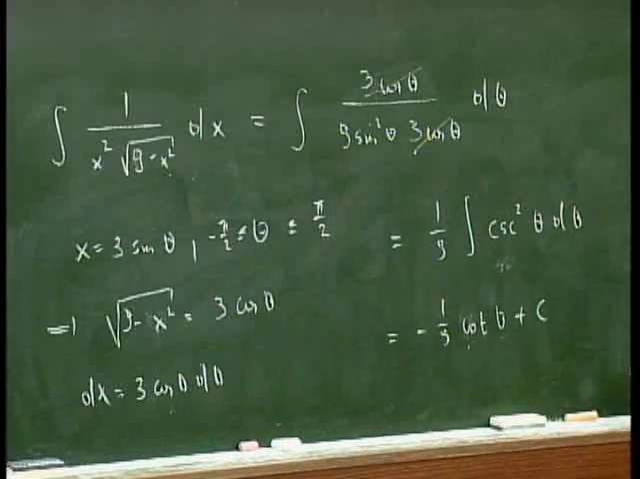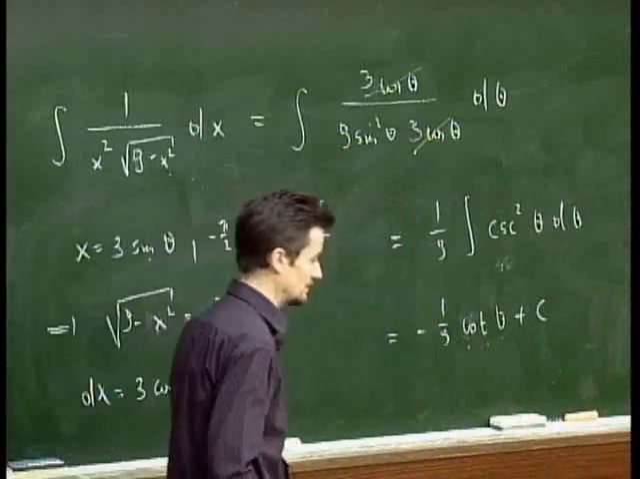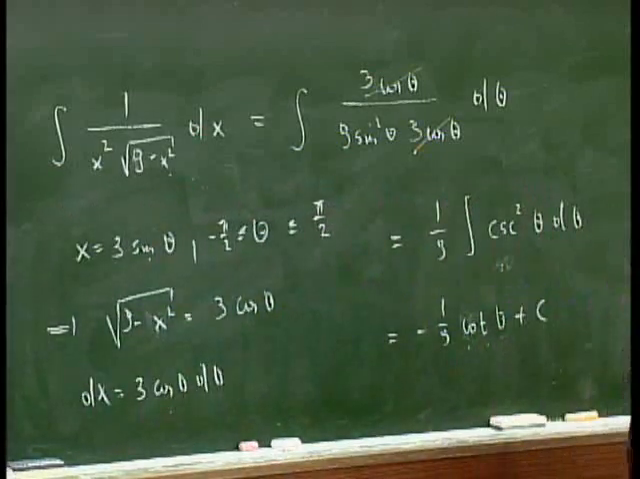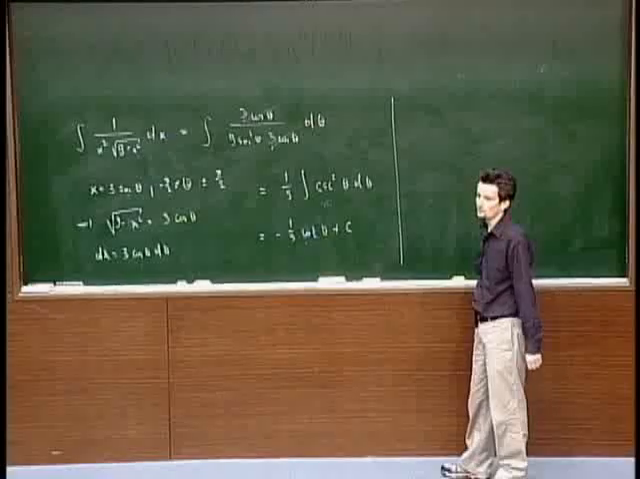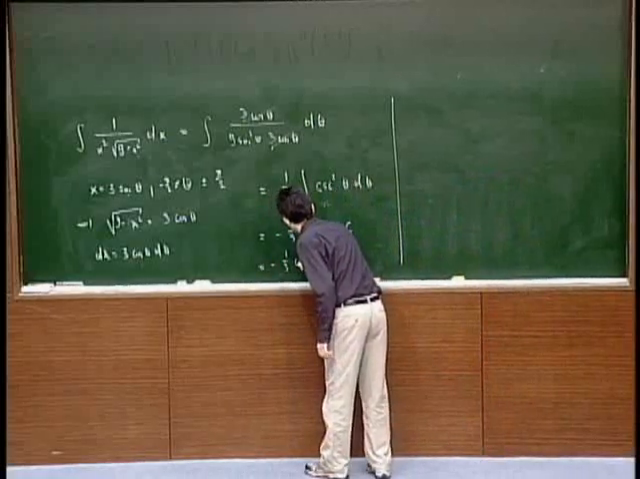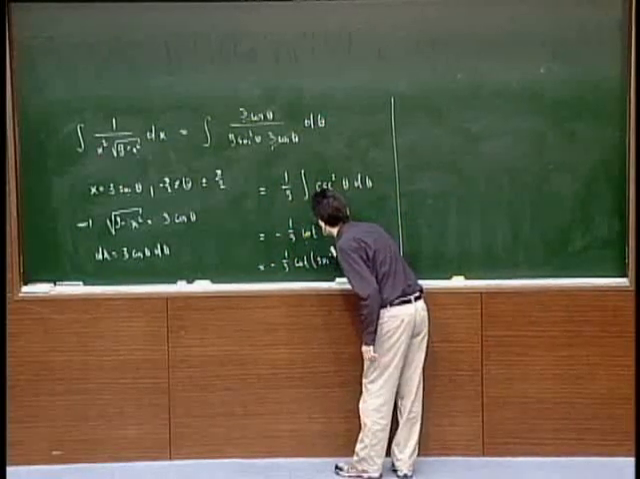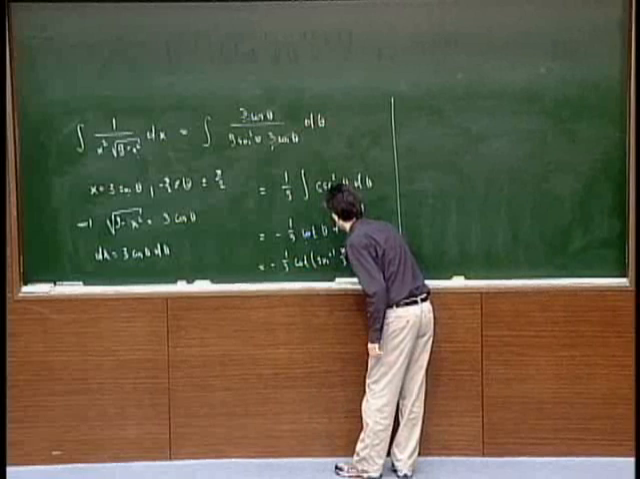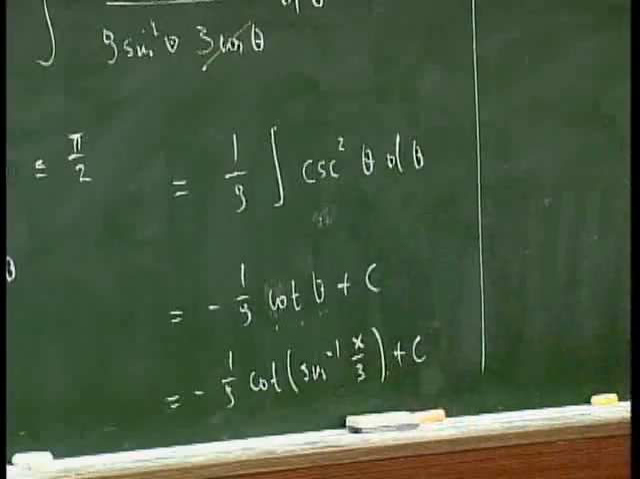So you have to handle the cotangent of the inverse sine of x over 3. That's why in the first or second lecture I discussed how to simplify such formulas. You certainly remember the way to simplify them. If you plug this in, you get minus 1 over 9 times the cotangent of the inverse sine of x over 3, plus C. But this can be simplified by looking at the right triangle.